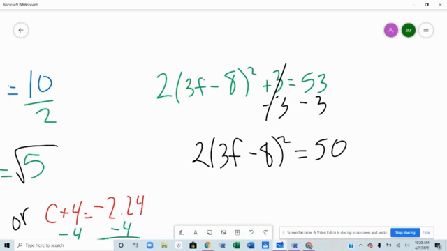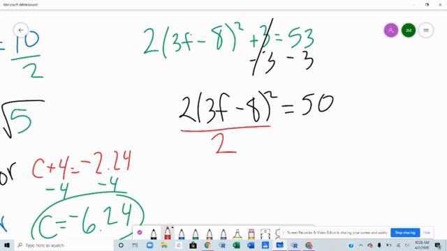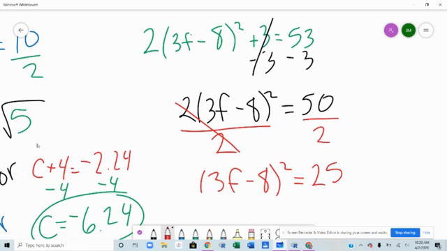After you get rid of addition or subtraction, you get rid of multiplication or division. I have timesing by 2. Remember, you cannot distribute. So that means you need to divide by 2 on both sides. Leaves you with your (3f minus 8) squared. 50 divided by 2 is 25.